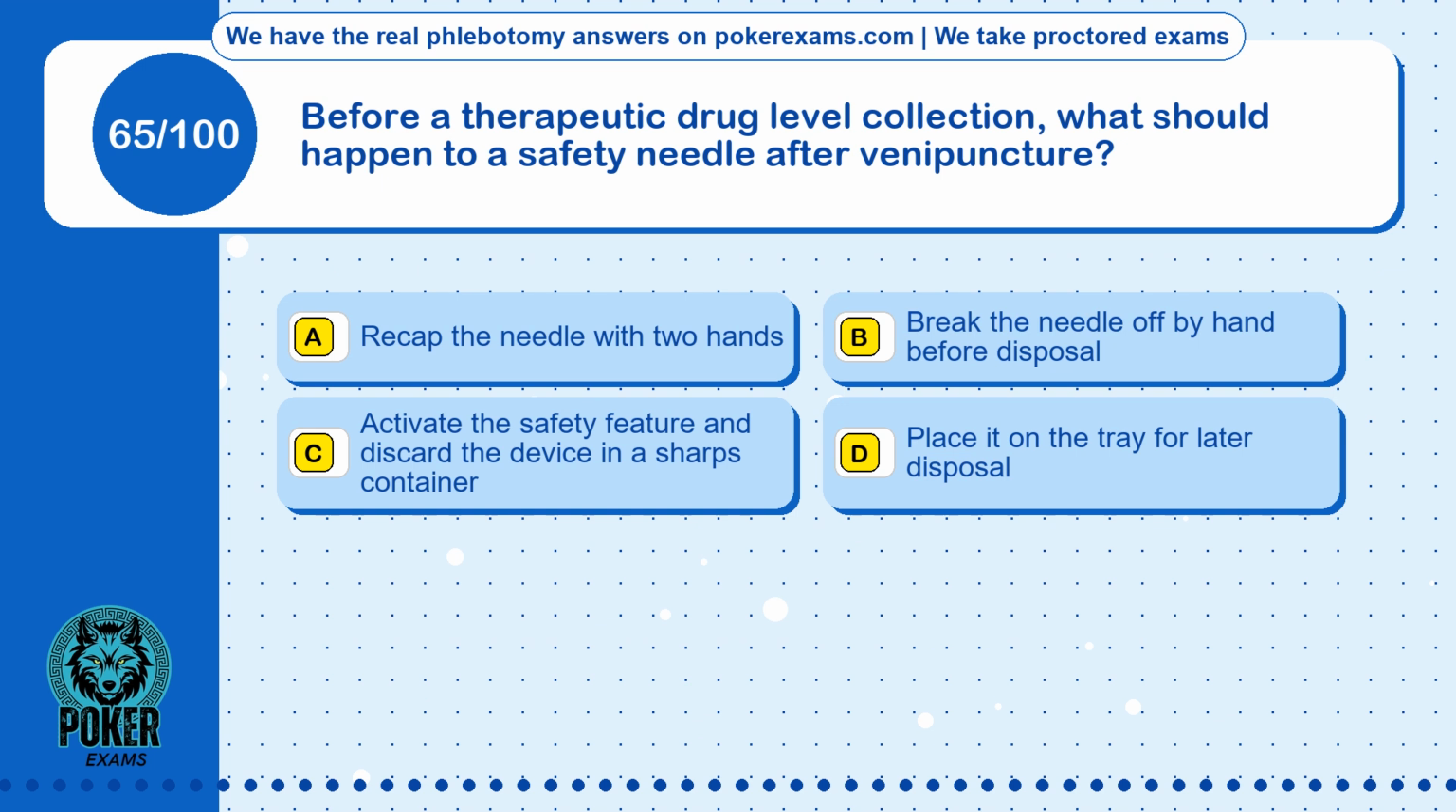Question 65. Before a therapeutic drug level collection, what should happen to a safety needle after venipuncture? Option A. Recap the needle with 2 hands. Option B. Break the needle off by hand before disposal. Option C. Activate the safety feature and discard the device in a sharps container. Option D. Place it on the tray for later disposal.